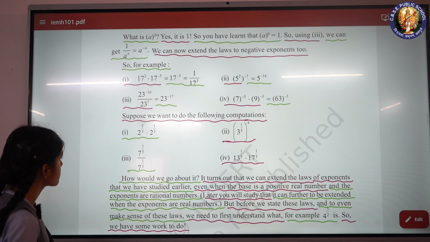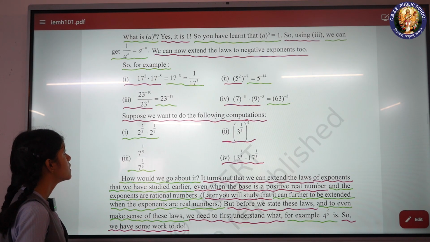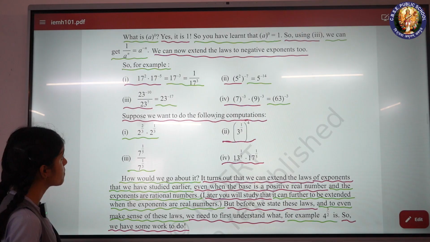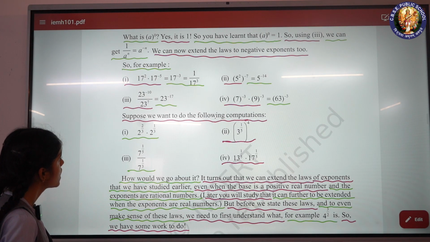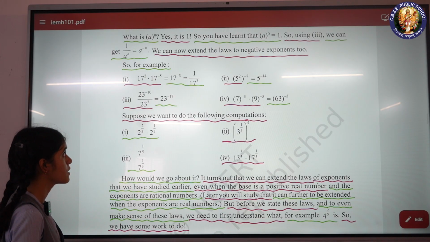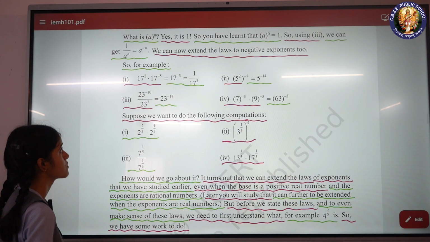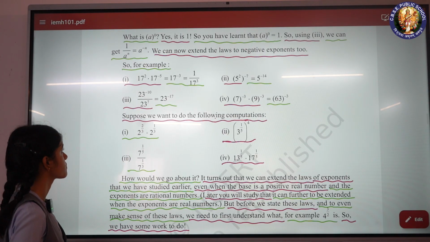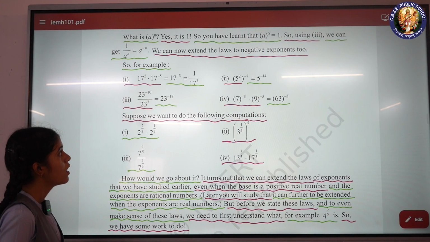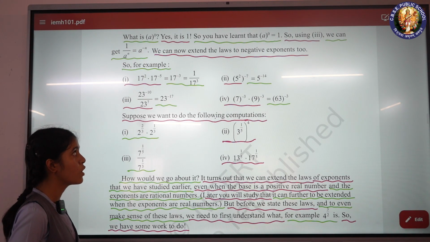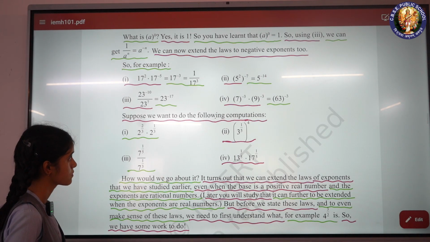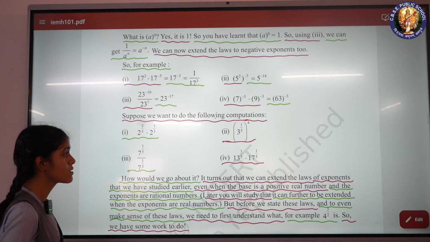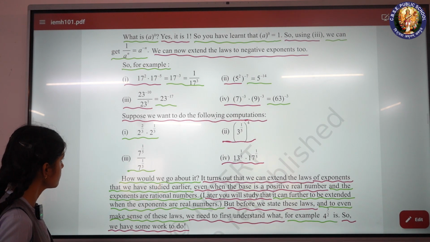So for example, first, 17 to the power 2 into 17 to the power minus 5 is equal to 17 to the power minus 3, which is equal to 1 by 17 to the power 3. Second, bracket 5 to the power 2, the whole power minus 7, is equal to 5 to the power minus 14.